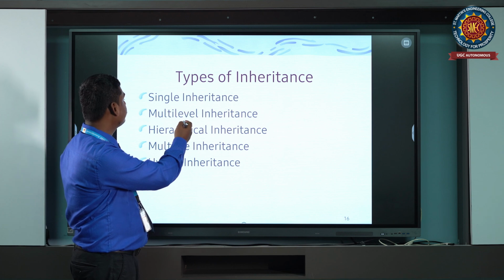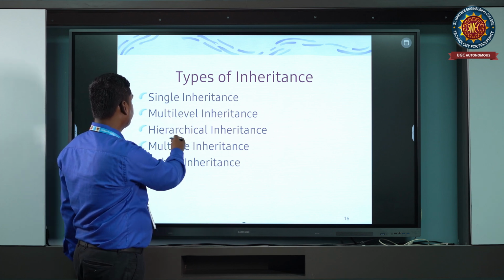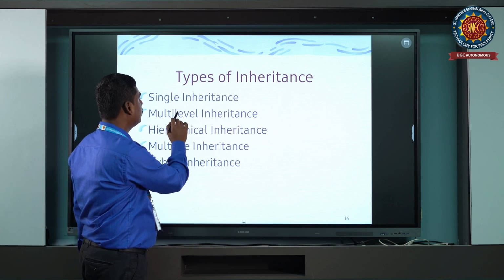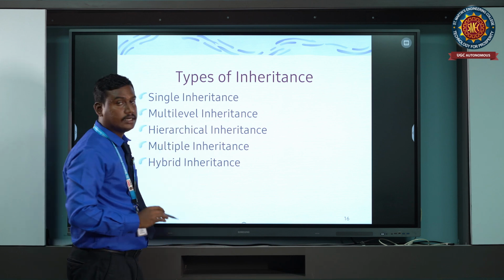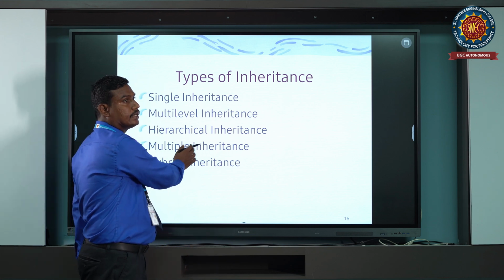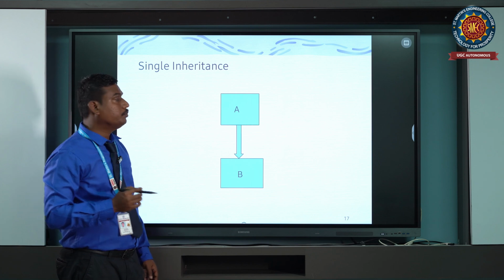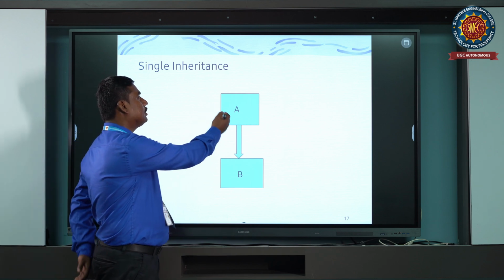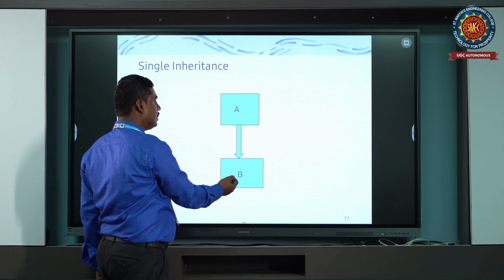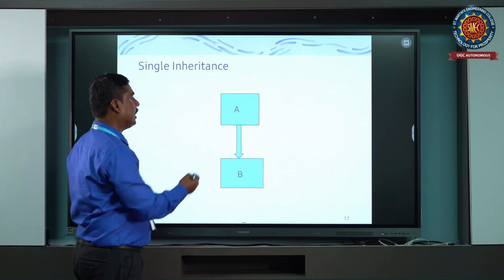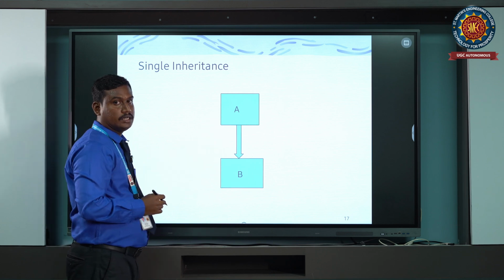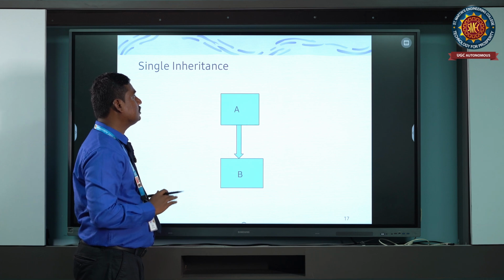In inheritance, we have 5 types: single inheritance, multi-level inheritance, hierarchical inheritance, multiple inheritance, and hybrid inheritance. The first one is single inheritance. What is single inheritance? For example, class A is there, class B is there. Class A is the parent class, class B is the child class. We can access both the data and functions from the subclass, that is the child class.